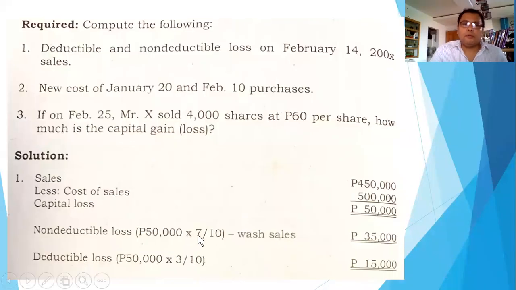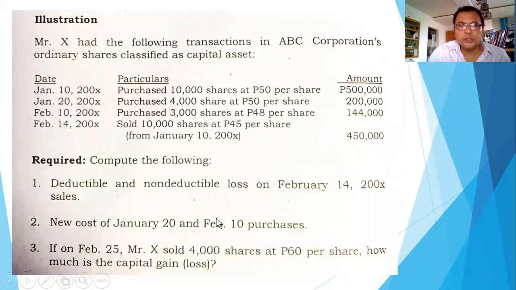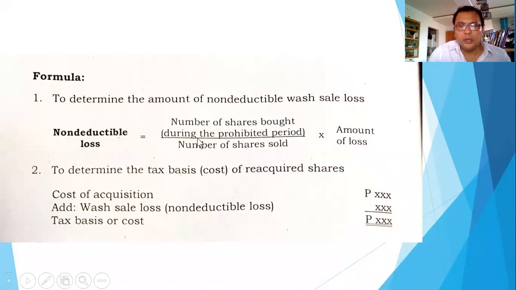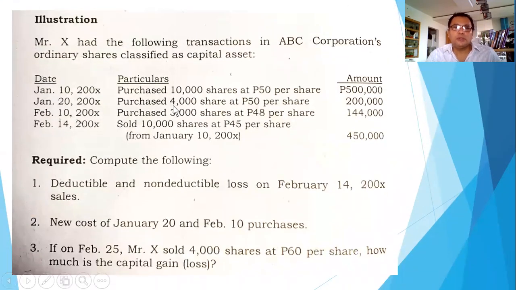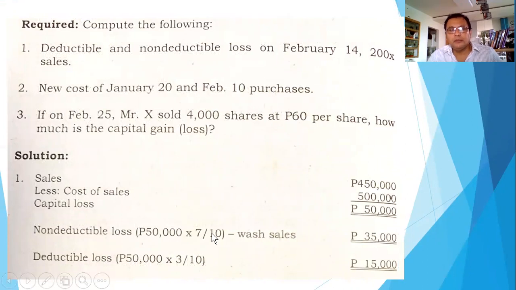So 7 here is taken from the number of shares purchased during the prohibited period, which is the one purchase on January 20 and another purchase on February 10. So 4,000 plus 3,000 equals 7,000. And the number of shares sold is 10,000. So it's here in the formula: number of shares bought during the prohibited period and the number of shares sold. So 7,000 and 10,000. So it's 7 divided by 10, and you multiply by the capital loss. This is now the wash sale, the non-deductible loss of 35,000 pesos.